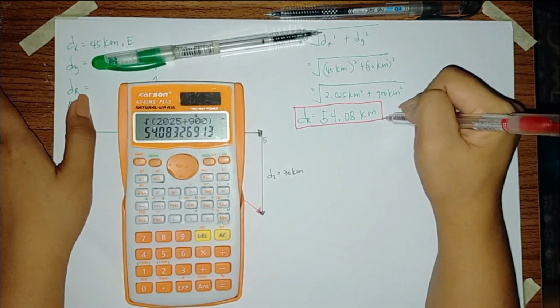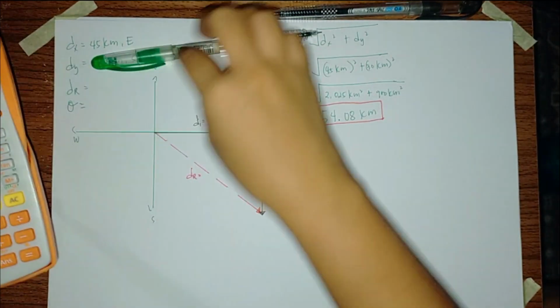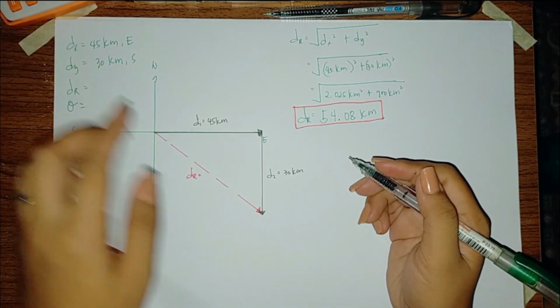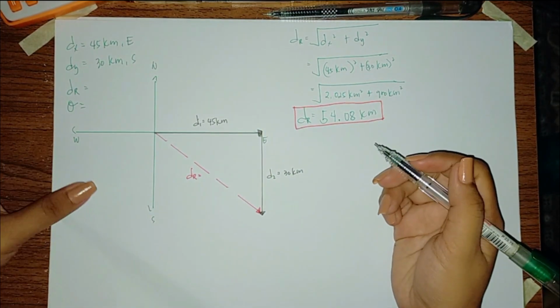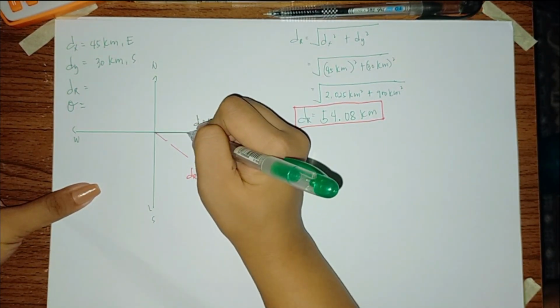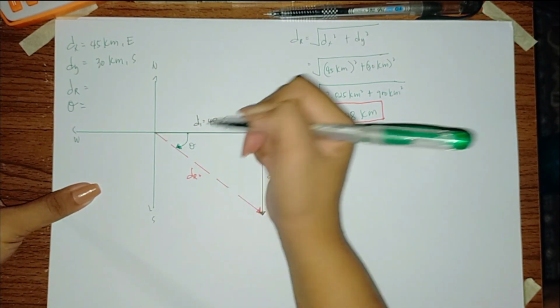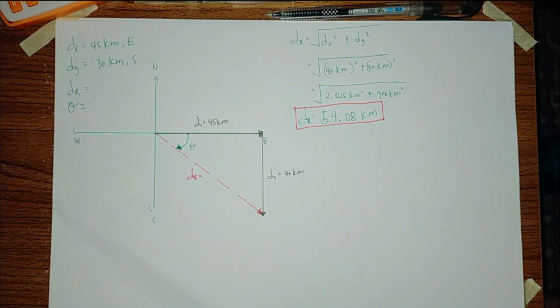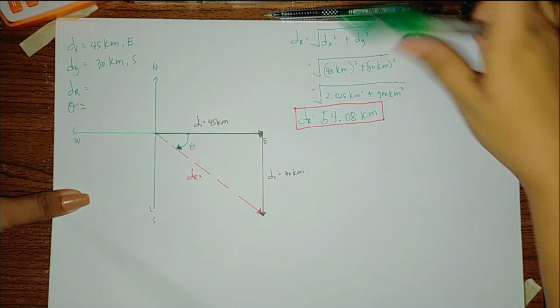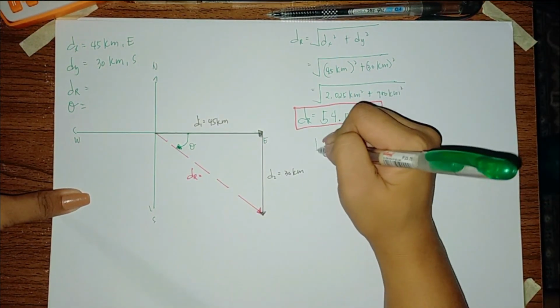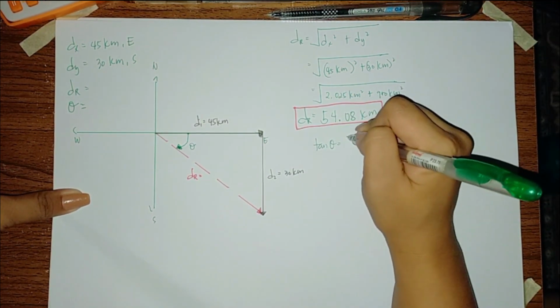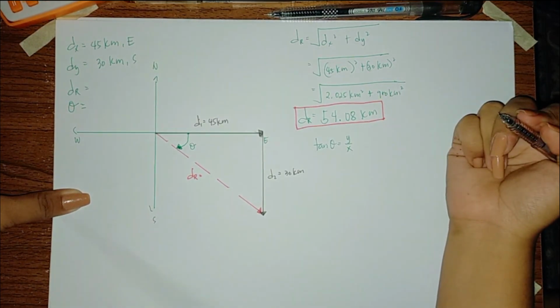Now, let us solve for our angle. How are we going to find our angle? So, our angle needs to be relative to our x-axis. So, this is for our angle. That is our theta. Okay. Now, to solve for our angle, let us use our tangent function. Tangent theta is equal to y over x.